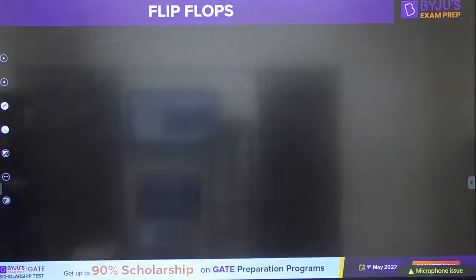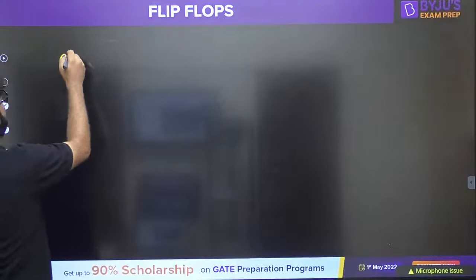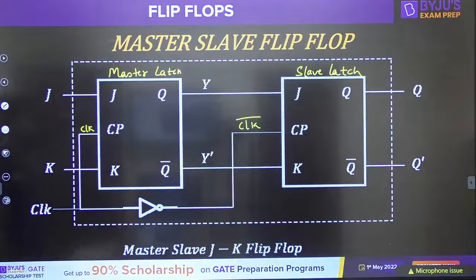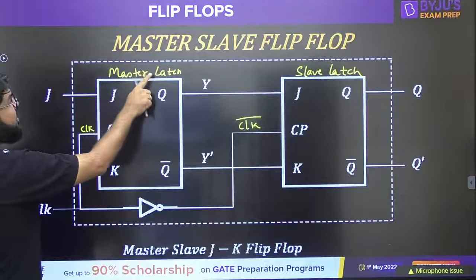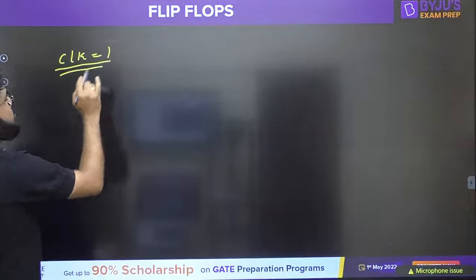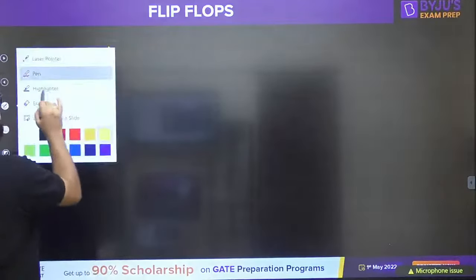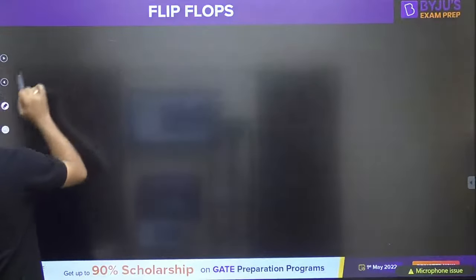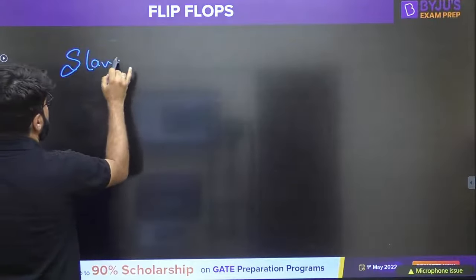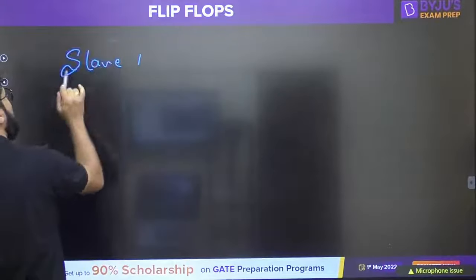Now let us see the operation, what happens. What happens when the clock is at level 1? Try to understand very clearly. When the clock is at level 1, the master will respond and the slave will be off. Okay. Before I show you these clock levels, first let us calculate the slave equation. Let me write down both.